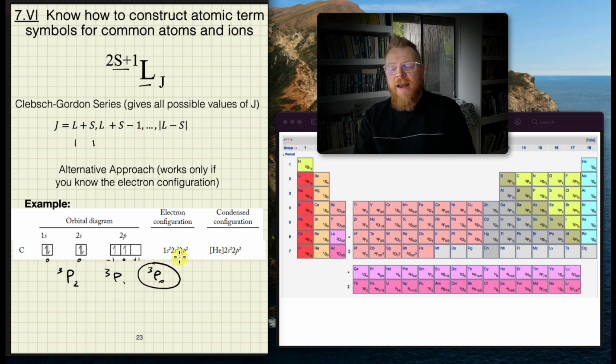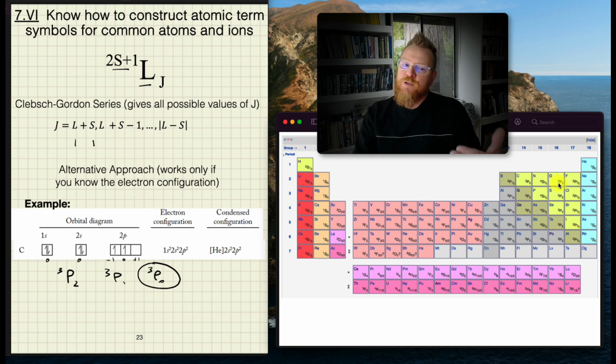Interestingly now, and we'll see this example again, if we look at oxygen, oxygen will end up having a very similar term symbol as carbon, but oxygen is more than half full, so its 2 state for J is most stable. You can see that here on the table. Triplet P0 for carbon, but triplet P2 for oxygen. We'll work through this example in a moment.